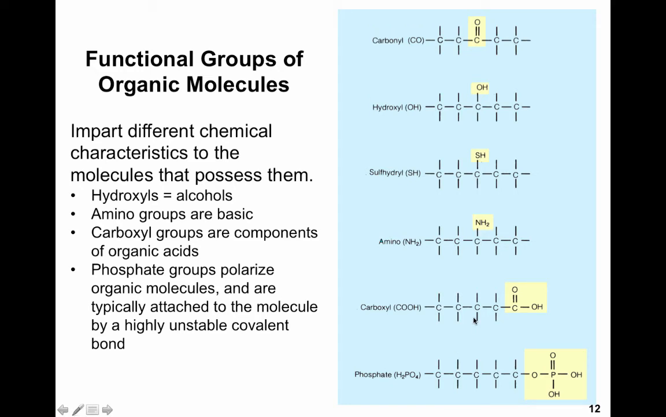Like I said, amino acids have an amino group at one side and a carboxyl group on the other, and so that's why we call them amino acids. And then the last one, a phosphate group.